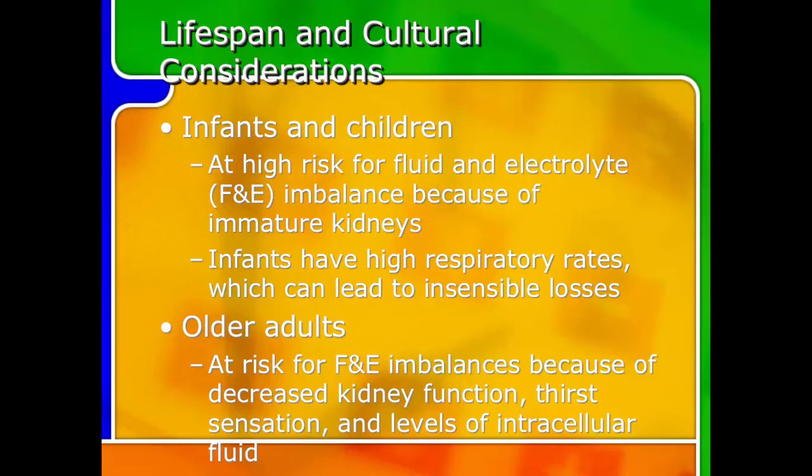Lifespan and cultural considerations. Infants and children are at higher risk for fluid and electrolyte imbalances because of their immature kidneys and they can't concentrate urine. Infants have high respiratory rates, which can lead to insensible losses. Your older adults are going to be at risk for fluid and electrolyte imbalances because of decreased kidney function, thirst sensation, and levels of intracellular fluid. They also have more comorbidities that contribute to electrolyte imbalances.